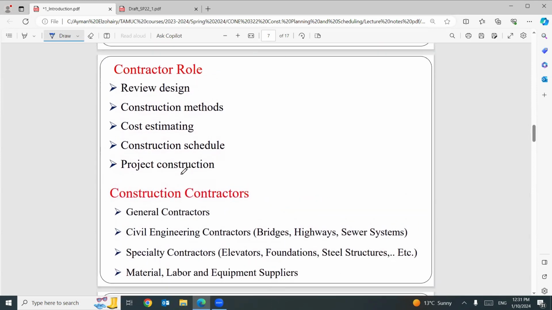Keep in your mind, for the contractor, we have different types of contractors: general contractors, civil engineer contractors for bridges, highways, sewer systems, and specialty contractors to do more specific tasks like elevator, foundation, steel structure, whatever. And we have material, labor, and equipment contractors or suppliers. That makes sense?